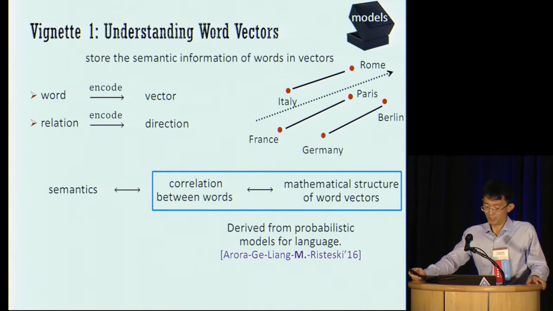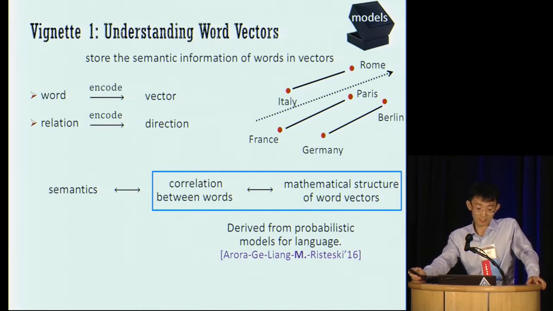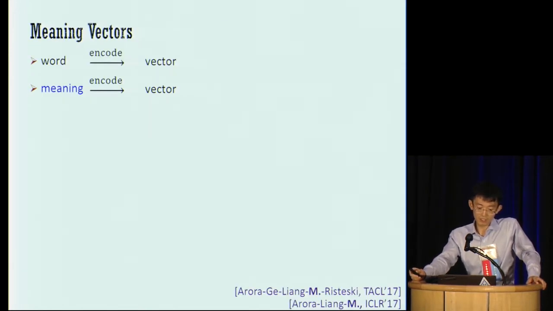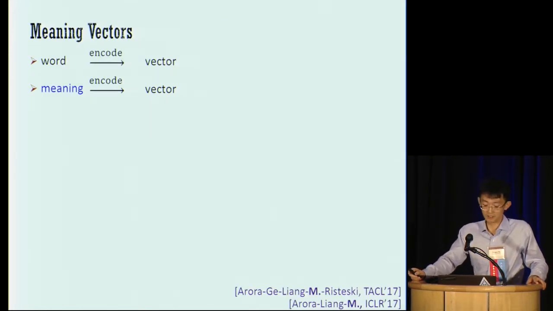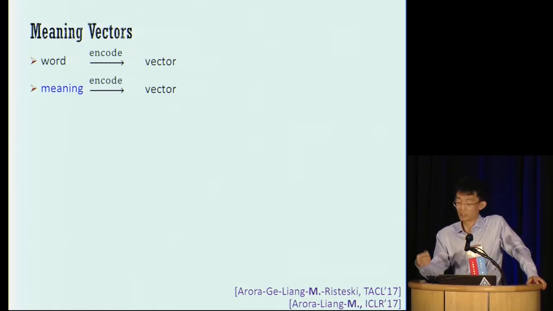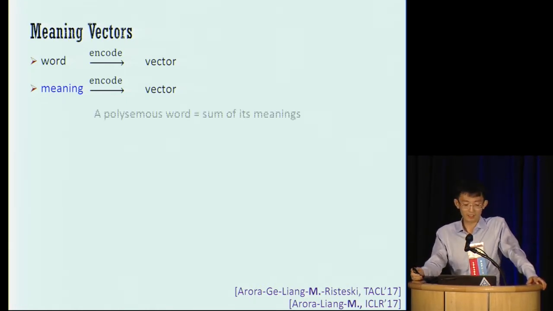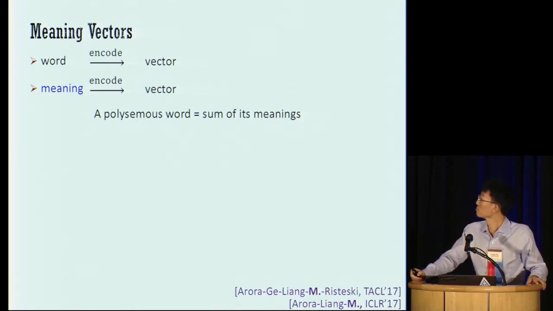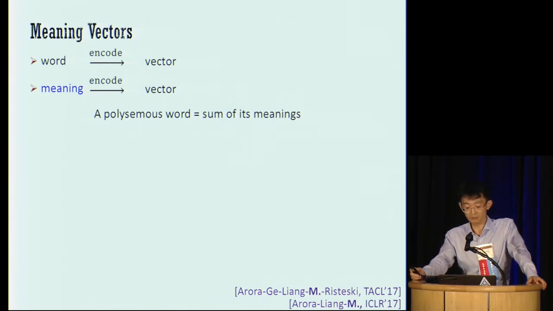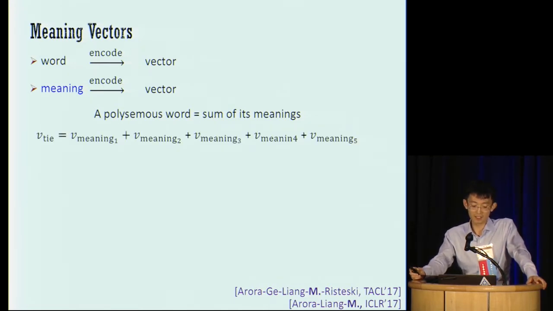And inspired by the theory, we extend it to other settings. For example, we can also assign vectors to meanings instead of just words. Many of these words have multiple meanings, and we call them polysemous words in linguistics. The ideal case is that we want to represent a polysemous word, a word with multiple meanings, as the sum of its meanings. We represent each of these meanings also as vectors, and take "tie" as an example.